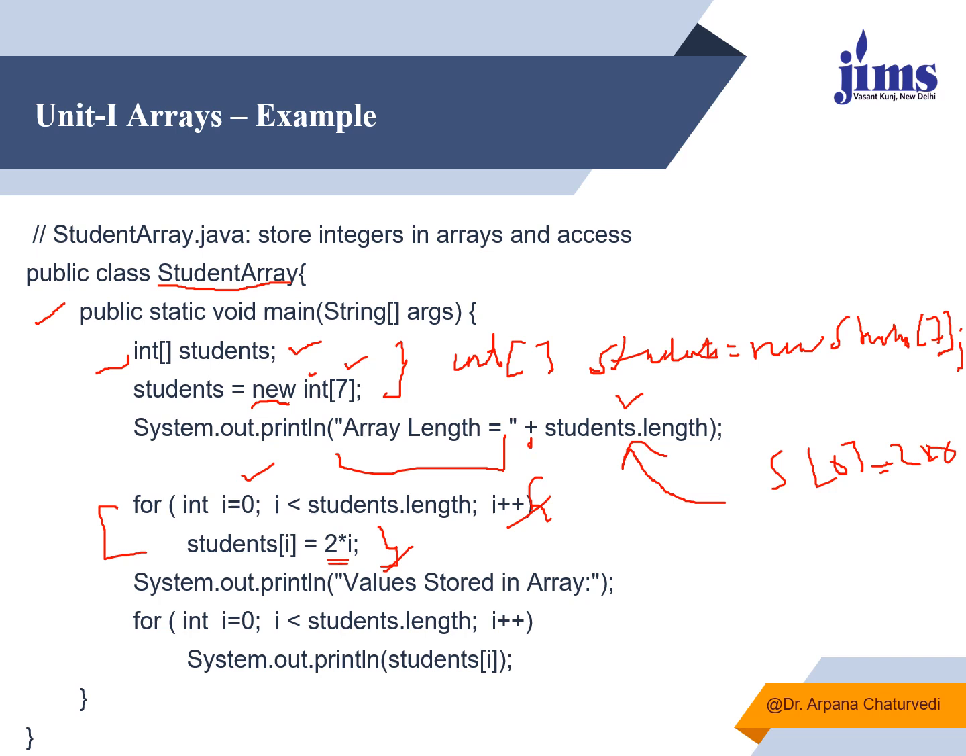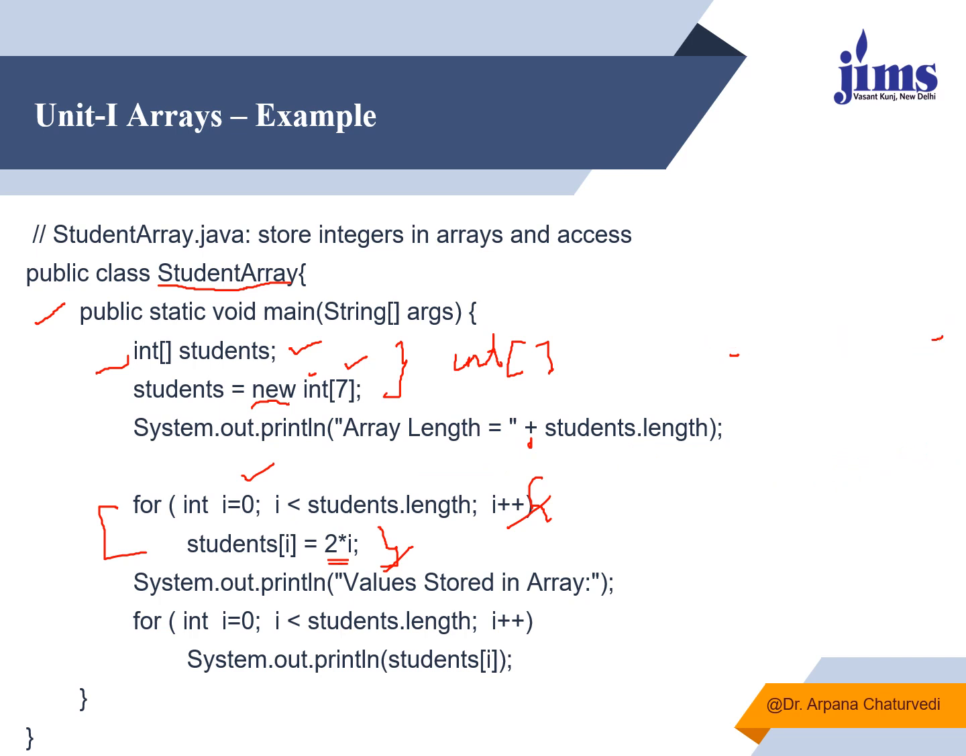Now I am checking what values are being stored. So for i equals 0, i less than students.length, i++, I am printing the value of students[i]. So it will print all the values starting from 0 till 12. First 0, then 2, then 4, then 6, onwards till 2 6s are 12. So this is how we declare an array, store the values in an array, and display the values from an array.